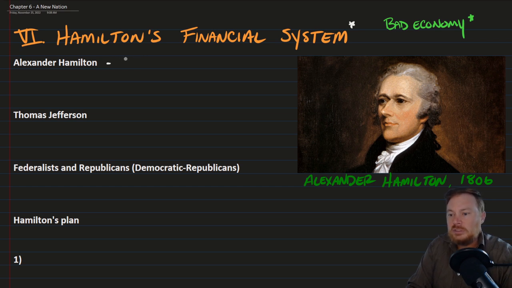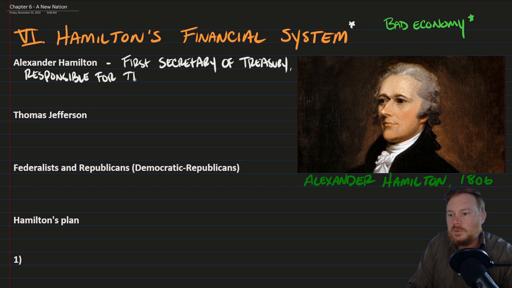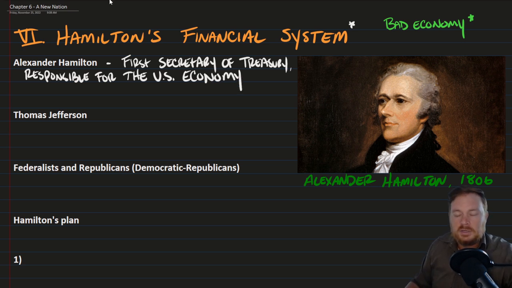So Alexander Hamilton, the nation's first Secretary of Treasury, and in some sense responsible for the US economy. So it's really going to be up to Alexander Hamilton to try and get the United States out of its poor financial situation.